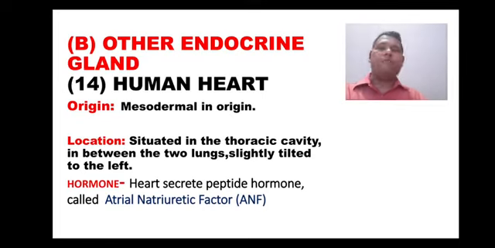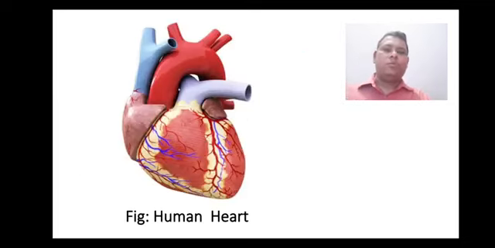Hormones of human heart. Actually, the heart secretes peptide hormones called ANF, atrial natriuretic factors, and it responds to increased return of the deoxygenated blood. So the human heart has four chambers, two auricles and two ventricles, and this shows the exact structure of the human heart.